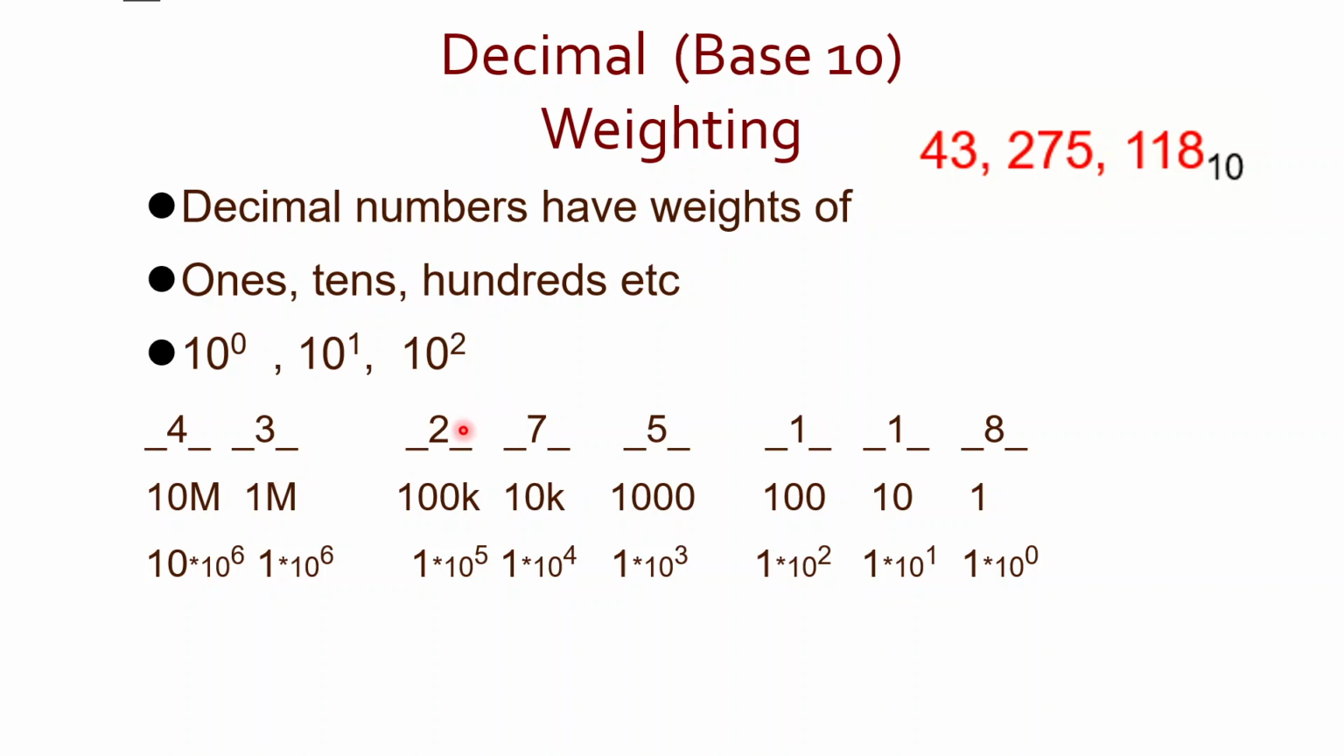And then we have 200,000, 70,000, 5,000, and we're basically just adding these all together. So we can kind of do the same thing for base 2 then.